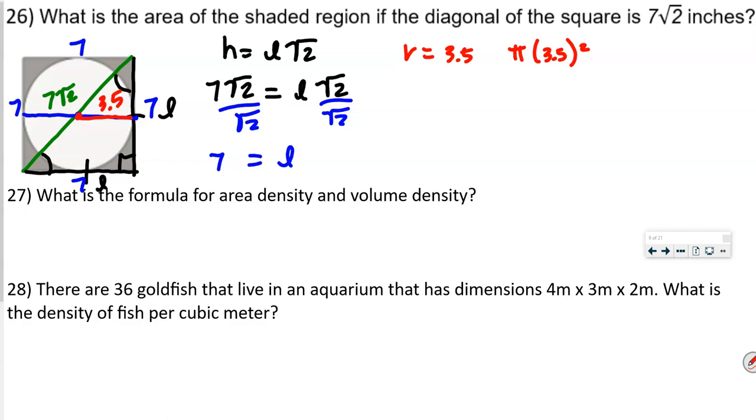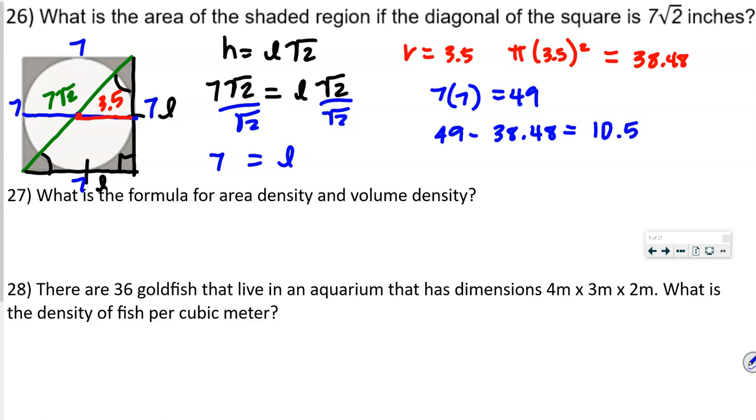So when I do that, I get 38.48. And then when I find the area of the square, that's 7 times 7, which would be 49. So what I need to do is subtract that 38.48 from the 49, don't I? So 49 minus 38.48 is equal to 10.5 feet squared, because it's area.